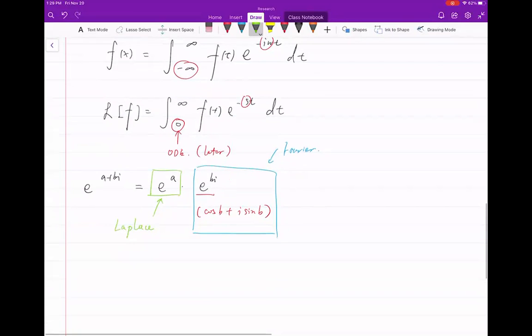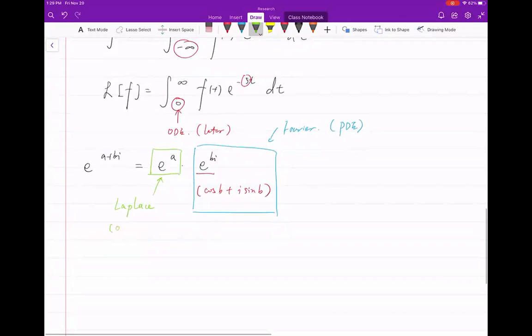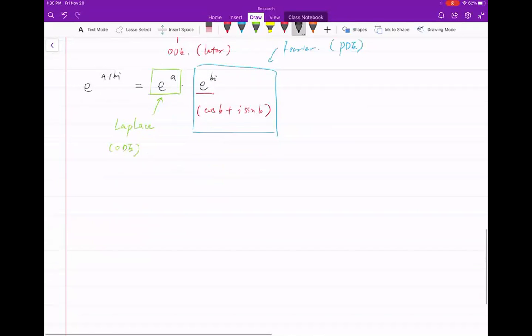Some side topic, maybe later we can talk about it. Fourier analysis is very popular in solving partial differential equations. And Laplace is very popular for solving ordinary differential equations. So they can even solve the same dynamical system, but one uses partial differential equations and the other uses ordinary differential equations. That's where the Laplace transform comes from.